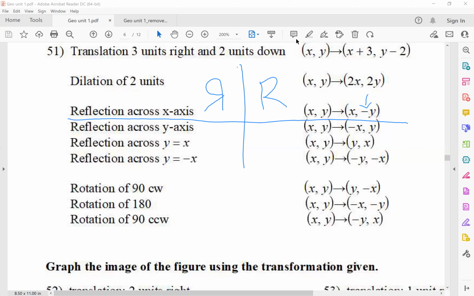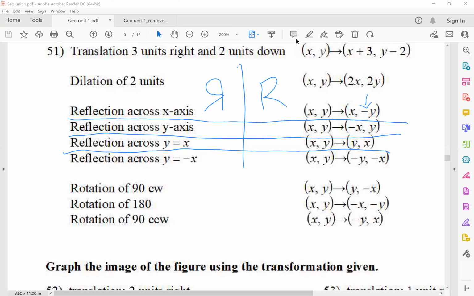Now, if I have reflection across the y-axis, you guys see how it says (x, y) becomes (negative x, y)? All I'm going to do is change the sign on the x value. Now, reflection across y equals x. It says (x, y) is going to become (y, x). Okay, so my numbers are going to flip. The x is going to become the y value, and the y is going to become the x value. So the numbers are going to flip.